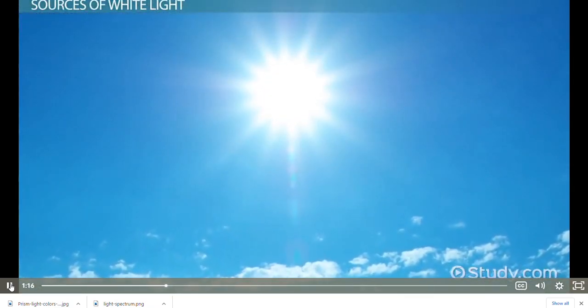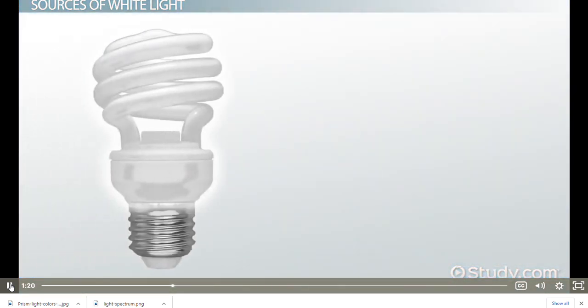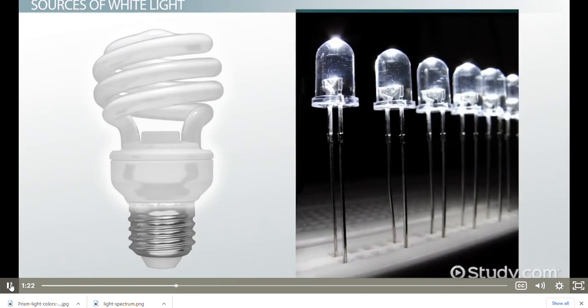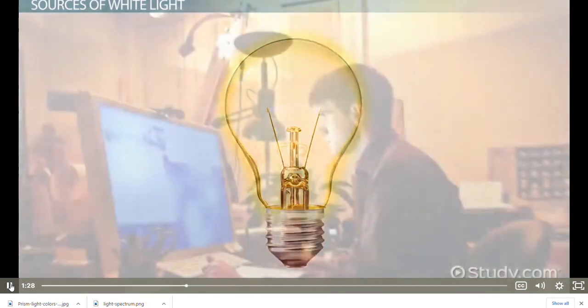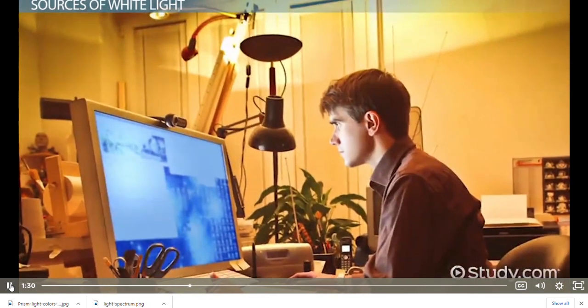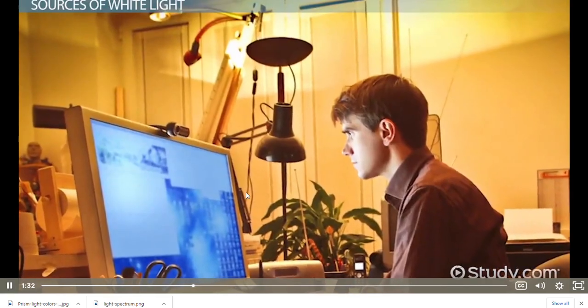The sun is the most obvious source of white light in our solar system. As for artificial sources, fluorescent light bulbs and white LEDs produce white light. Other light bulbs, like the incandescent lamp, do not produce white light. They produce light of much longer wavelengths along the yellow to red range.